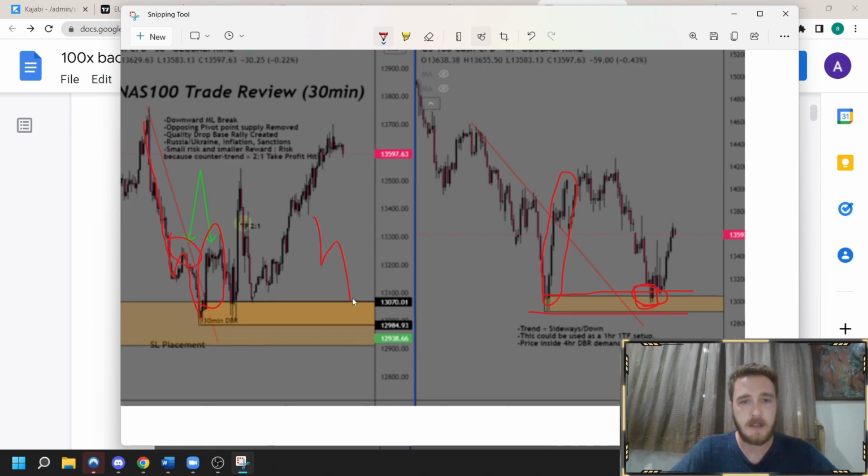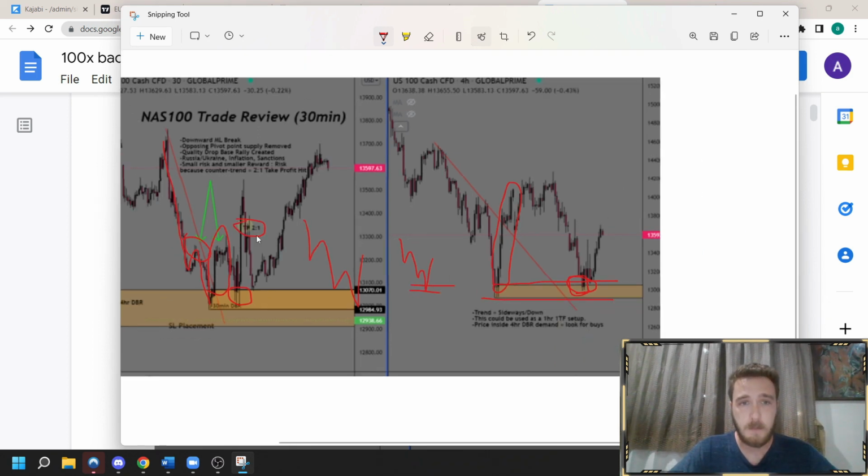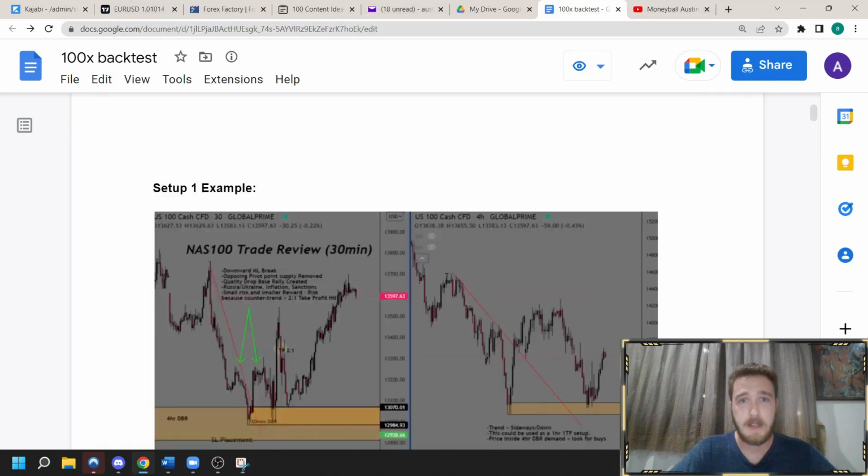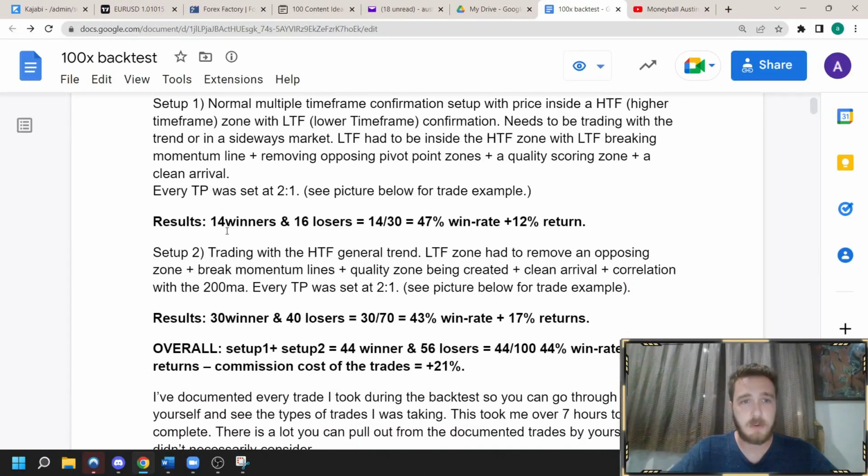This is what it's going to look like, how I draw that out. Downward momentum lines being broken, opposing zones being removed, and then buying the pullback when price returns back into it. Every take profit is going to be set at 2-to-1. Okay, so that's the first trade setup. And like I said, the results were 14 winners and 16 losers. 14 divided by 30 is a 47% win rate, which is pretty good. 2-to-1, 47% win rate. Hey, that sounds pretty good to me. What do you guys think?